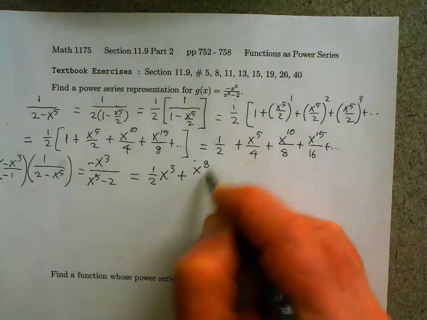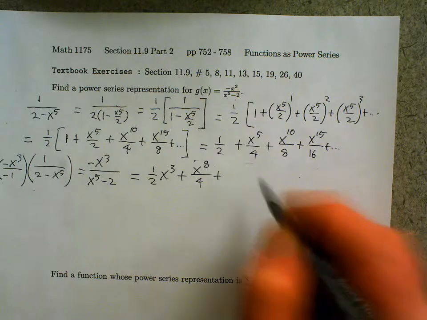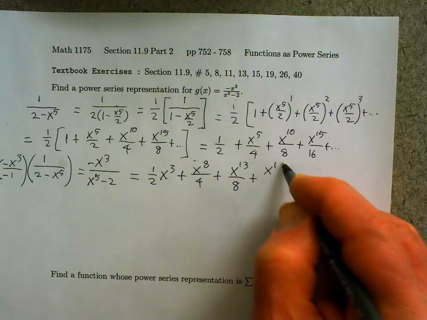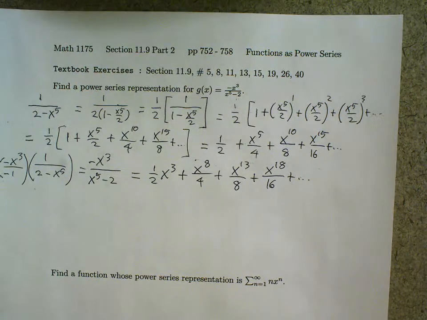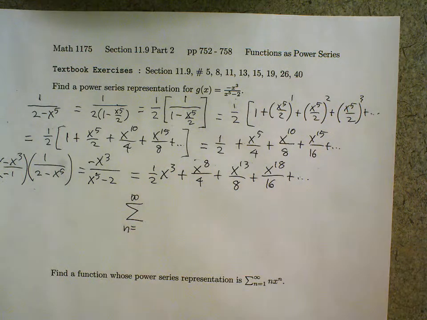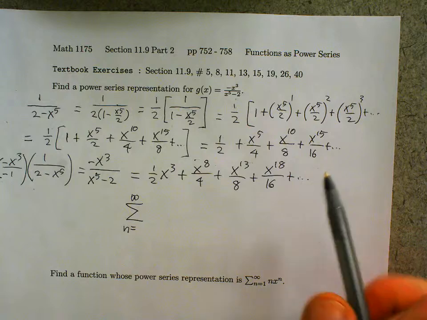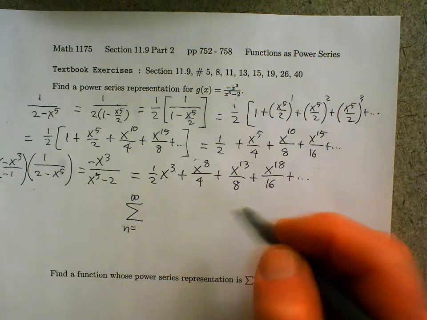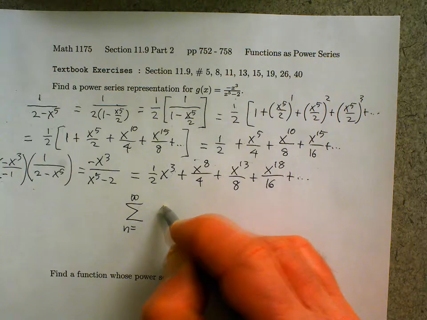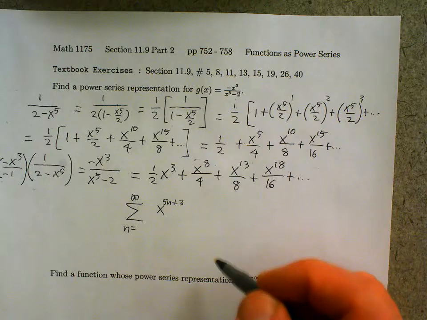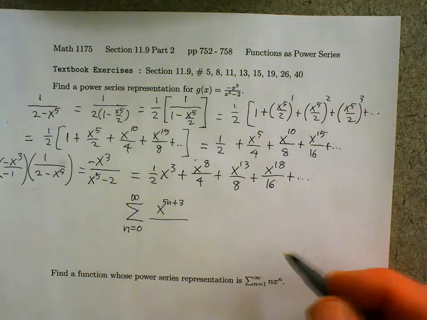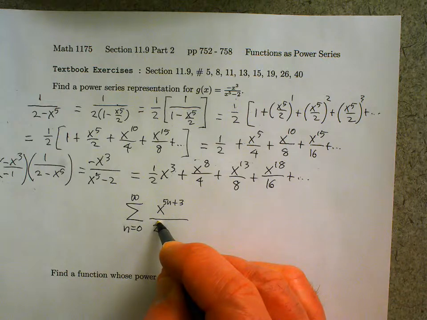plus x to the 8th over 4 plus x to the 13th over 8 plus x to the 18th over 16, and so on. And if we write it in sigma notation, each of those exponents has the form 5n plus 3. Okay, so if we start at n equals 0, then the denominator will be 2 to the n plus 1.